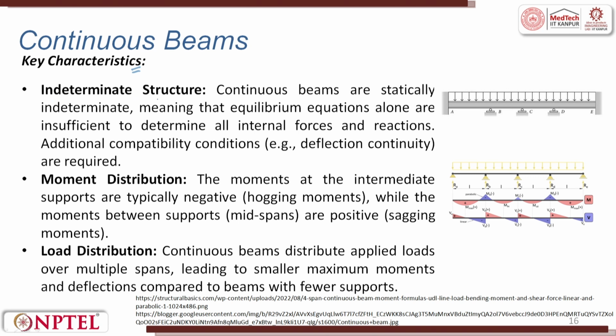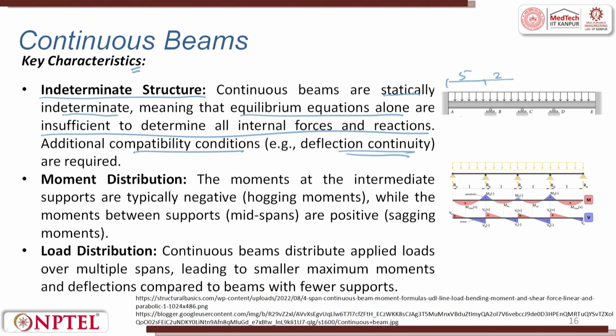You can have an indeterminate structure. Here, the continuous beams are statically indeterminate, meaning the equilibrium equations alone are insufficient to determine all the internal forces and reactions. So you additionally need compatibility conditions like deflection continuity. For example, from here to here, if it is 5 millimeter deflection, then from here to here it should be 5 plus whatever it is, say 2 millimeter deflection. So that's what deflection continuity has to be maintained in indeterminate structures.